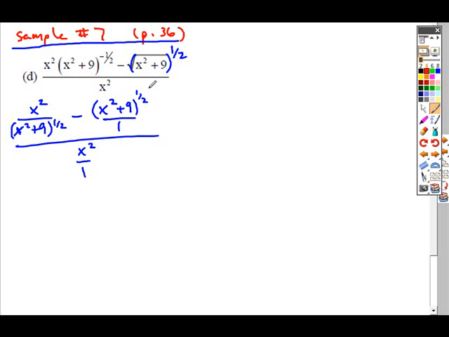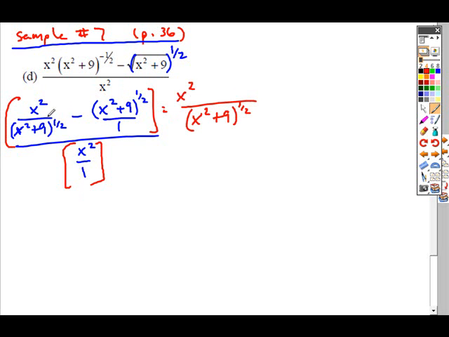You can now use either of the methods for working with complex fractions. Since the denominator is already written as a single fraction, I'm just going to use the first method. I'm going to combine my numerator into one single fraction. The LCD has to have a factor of x squared plus 9 to the 1/2 and a 1. So here's my LCD. I'm going to take the first fraction's numerator times any LCD factor that's missing from its denominator. It's not missing anything, so we just leave it as x squared.